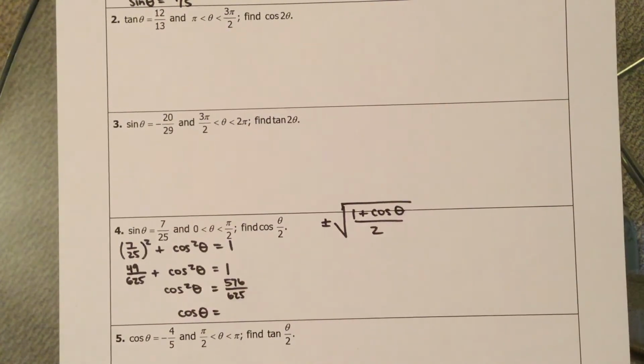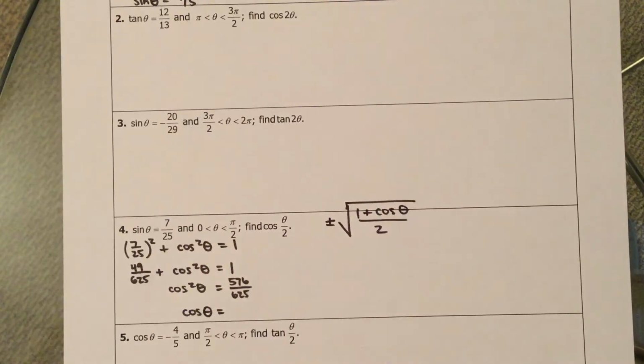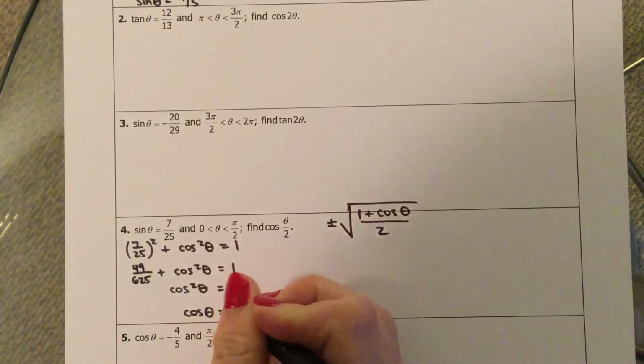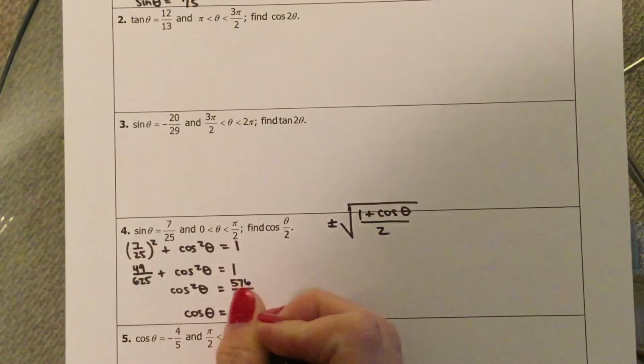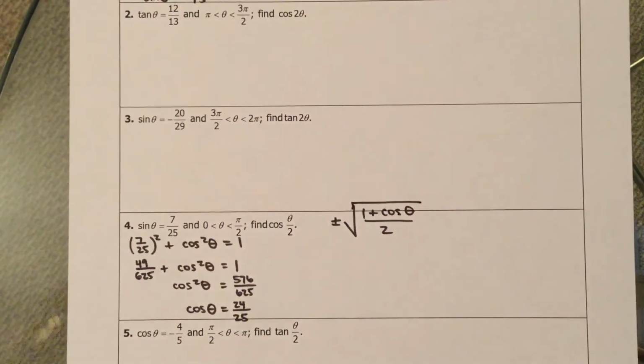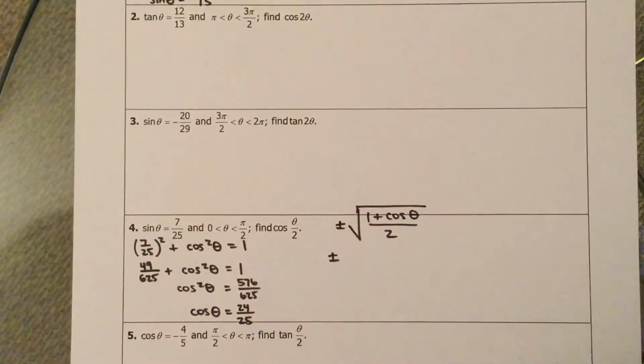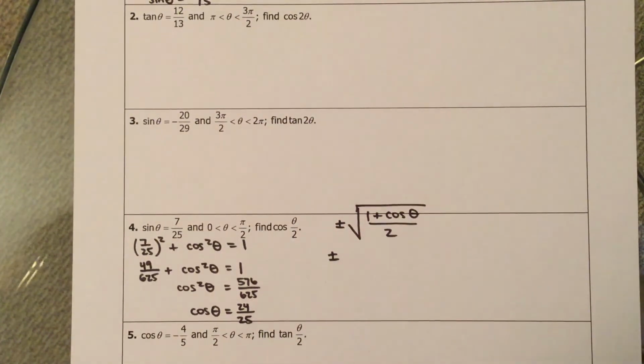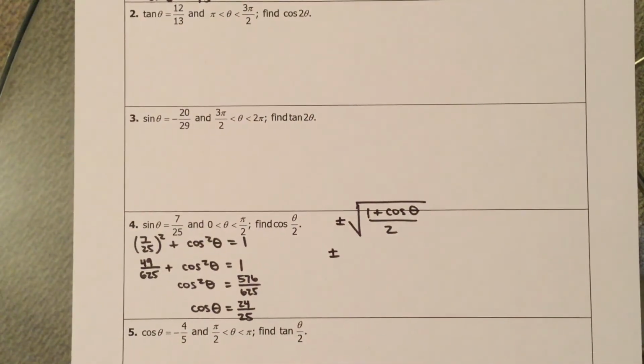So take the square root. These might be values that you'd want to check in your calculator, but they are actually both perfect squares. So the square root of 576 is 24. Square root of 625 is 25. So that's the value of cosine. That value is going to get subbed into the formula. We'll talk about the plus or minus. So this actually, we don't really need to talk about it.